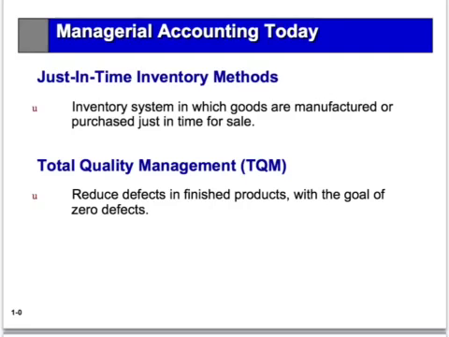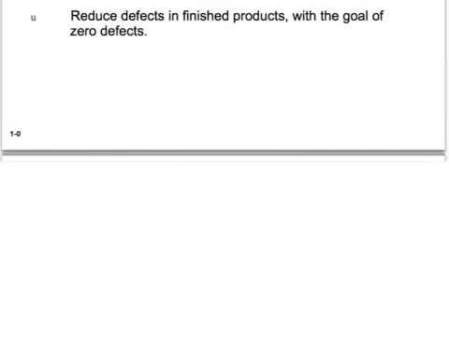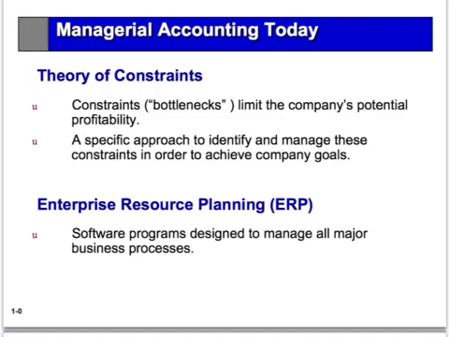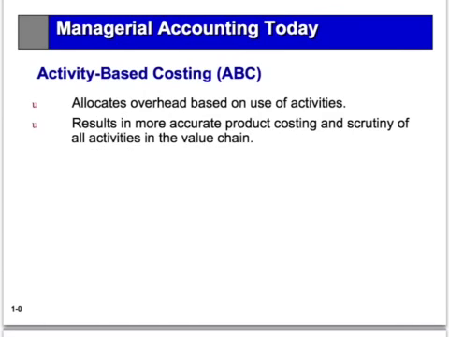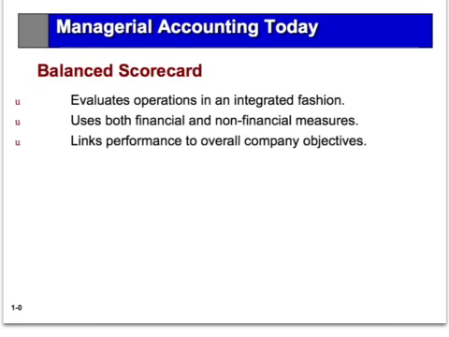And many of them you may have heard of, but if not, by the time you graduate, you will have heard of many of these tools. For example, just-in-time inventory, a management accounting tool. Total quality management. Theory of constraints. Enterprise resource planning. These are all tools developed in management accounting. Activity-based costing, which will be part of this course. And lastly, balanced scorecard.